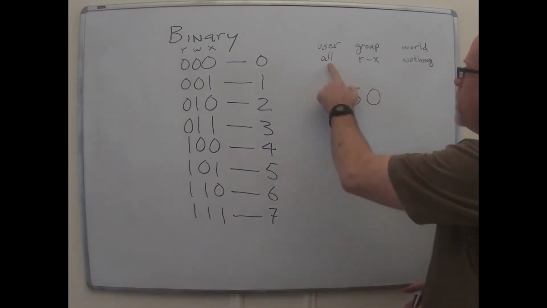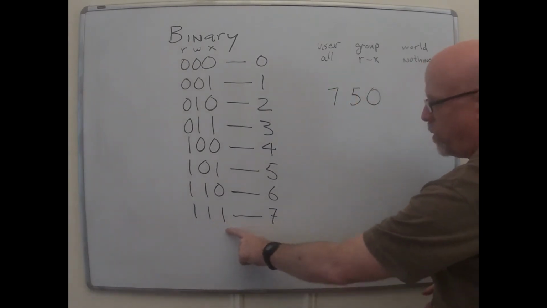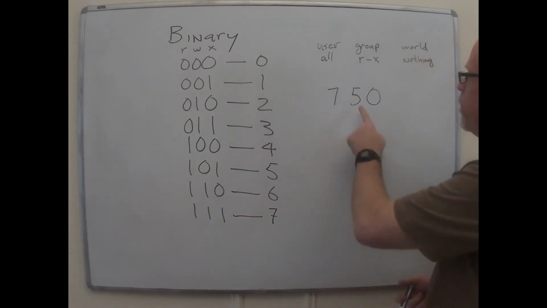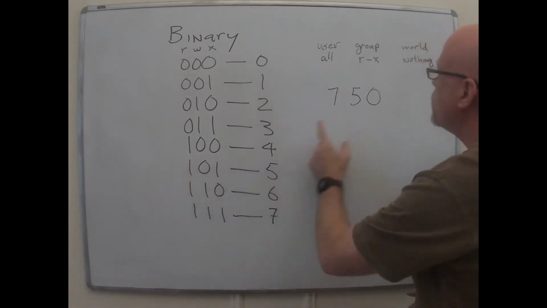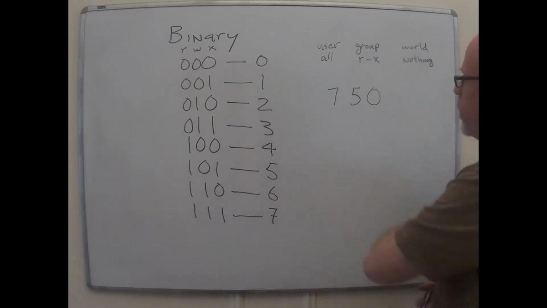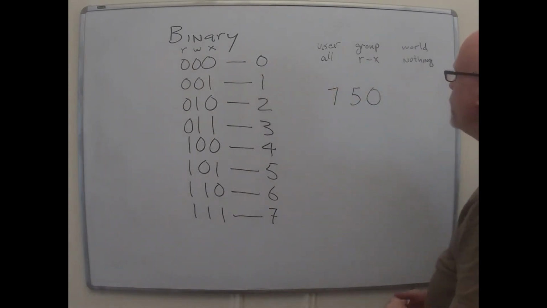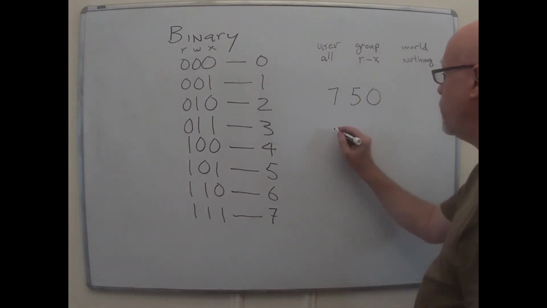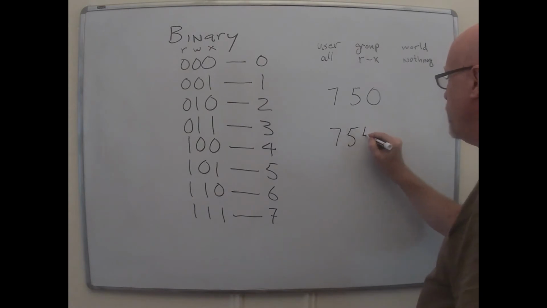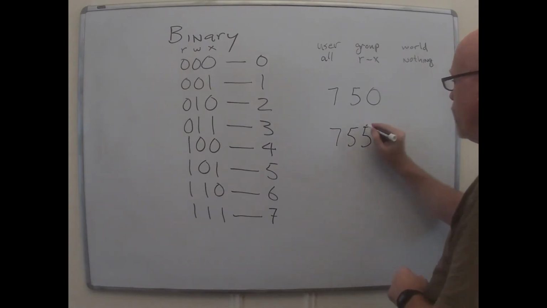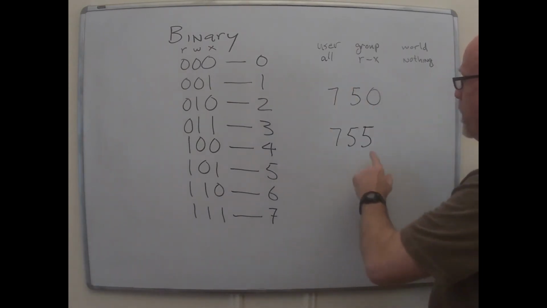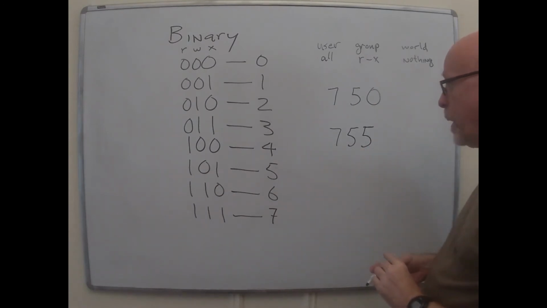I know that right away because 7, that's all 3 bits are on. 5, that's 101, right? So that's read and execute, but not write. And world, nothing, is just 0. Okay. So a very common permission code you'll see is 755, for instance. It means the owner of the item can do anything with it. The group and the world have to be able to read and execute, but not to write.